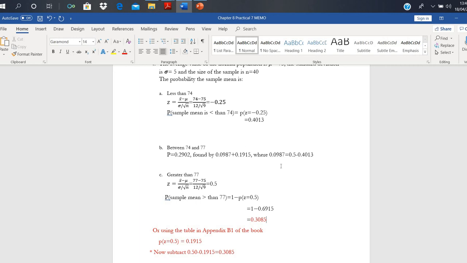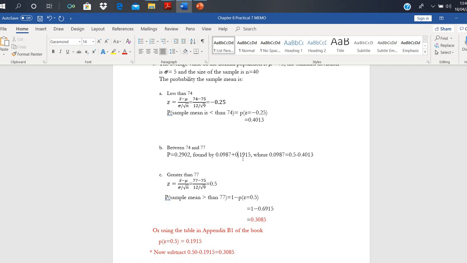Okay, and now to find that the sample mean will be between 74 and 77. So we will first calculate the average probability of the area under the normal curve, which is 0.5, minus the probability of the sample mean to be lesser than 74, which is 0.4013. So if you do this calculation, it will give you a value of 0.0987.